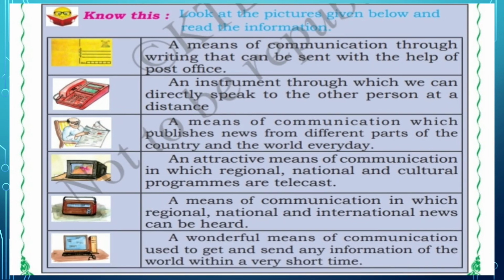Next, know this. Look at the pictures given below and read the information. Some pictures and their information are given. You have to read these and understand what they want to say. First is a means of communication through writing that can be sent with the help of the post office. That is, the first picture is a postcard. You can write information, like how we wrote a letter to your friend, in the same way you can write anything on this postcard and send it with the help of the post office.